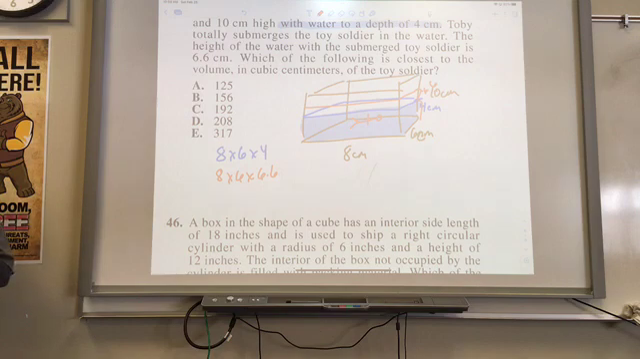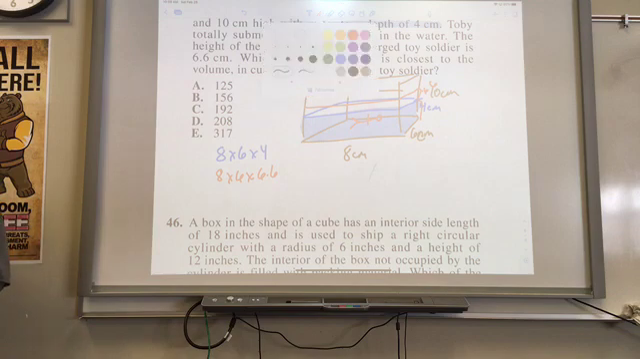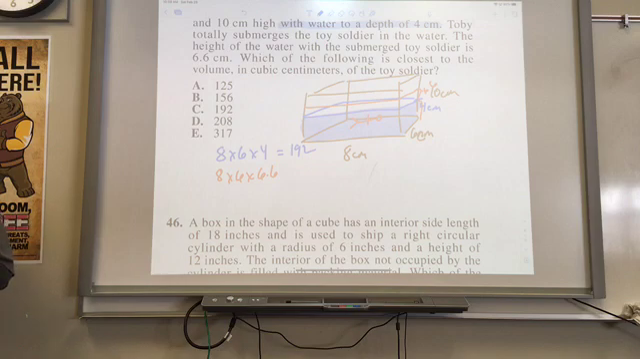So guys, if I go 8 times 6 times 4, the water alone is 192. If I go 8 times 6 times 6.6, the water with the soldier in it is 316.8, and if I subtract those, I get 124.8.